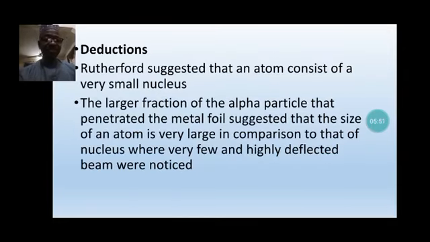Deductions from Rutherford. Rutherford suggested that an atom consists of a very small nucleus, and the larger fraction of the alpha particles that penetrated the metal foil suggested that the size of an atom is very large in comparison to that of the nucleus, as very few and highly deflected beams were noticed. Hence, the nucleus is just a very tiny portion of a large atom.